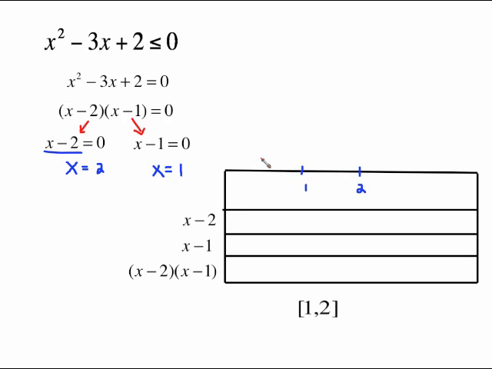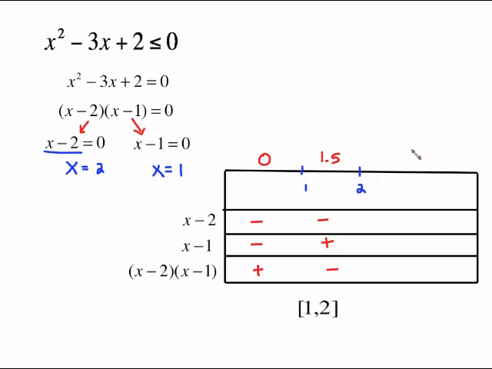Something to the left of 1, I could pick 0 here. 0 minus 2 is negative 2, which is a negative. 0 minus 1 is a negative 1, which is negative. A negative times a negative is a positive. Now to pick something between 1 and 2, I'm going to have to pick a fraction or a decimal. I prefer a decimal, so I'll pick 1.5. 1.5 minus 2 is a negative 0.5. 1.5 minus 1 is a positive 0.5. A negative times a positive is a negative.